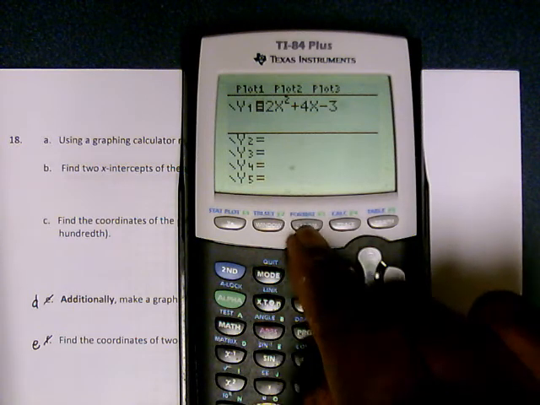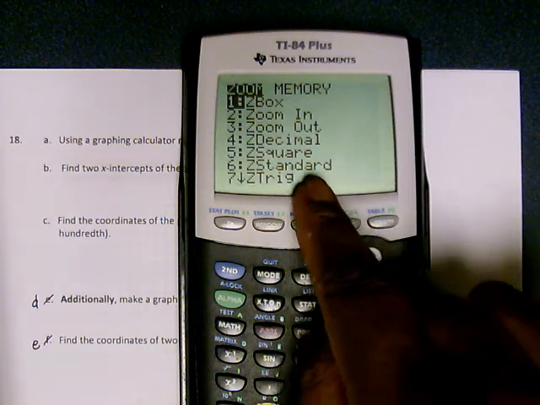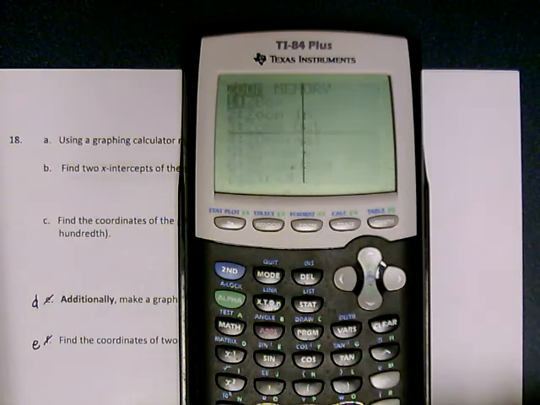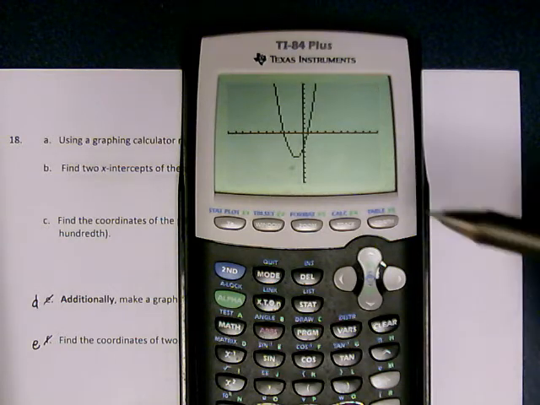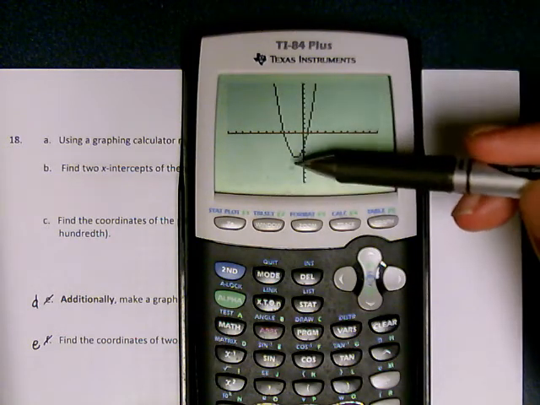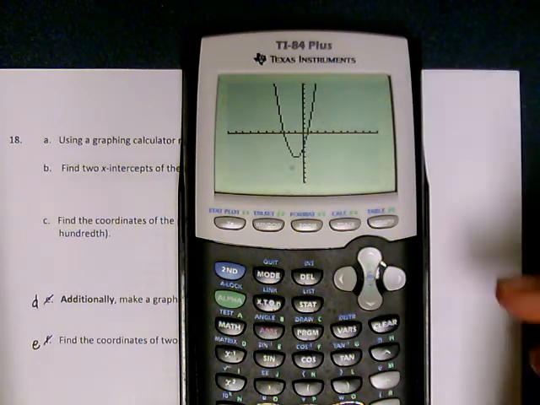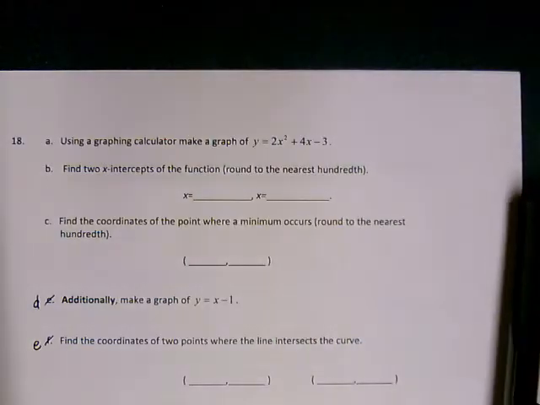And then you're going to press the zoom key, which is the third key on the very top of your calculator, then select menu item number 6, because that's the standard window. And this is what the graph of y is equal to 2x squared plus 4x minus 3 looks like. So that was part A that you just did.